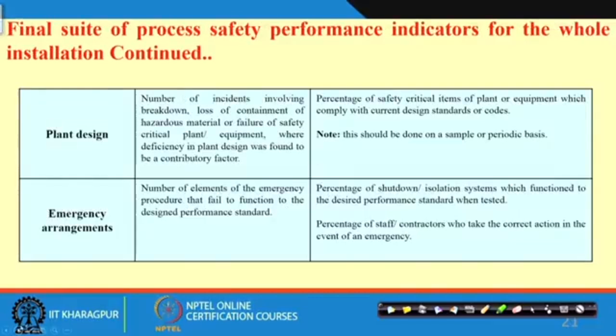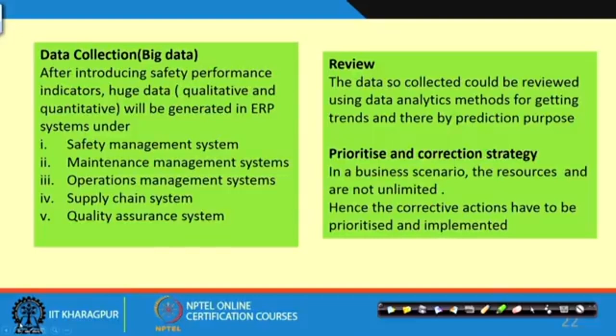Plant design, emergency arrangements. So, by putting lagging indicators, leading indicators for all your hazardous elements with different initiating mechanisms, you will get huge data of lagging indicators, leading indicators. Believe me, one of the failures of the occupational health and safety management system is you do not have data. People see fatalities, incidents as the data, you have very little data. From there you cannot do any analysis, analytics. The age of today is analytics.